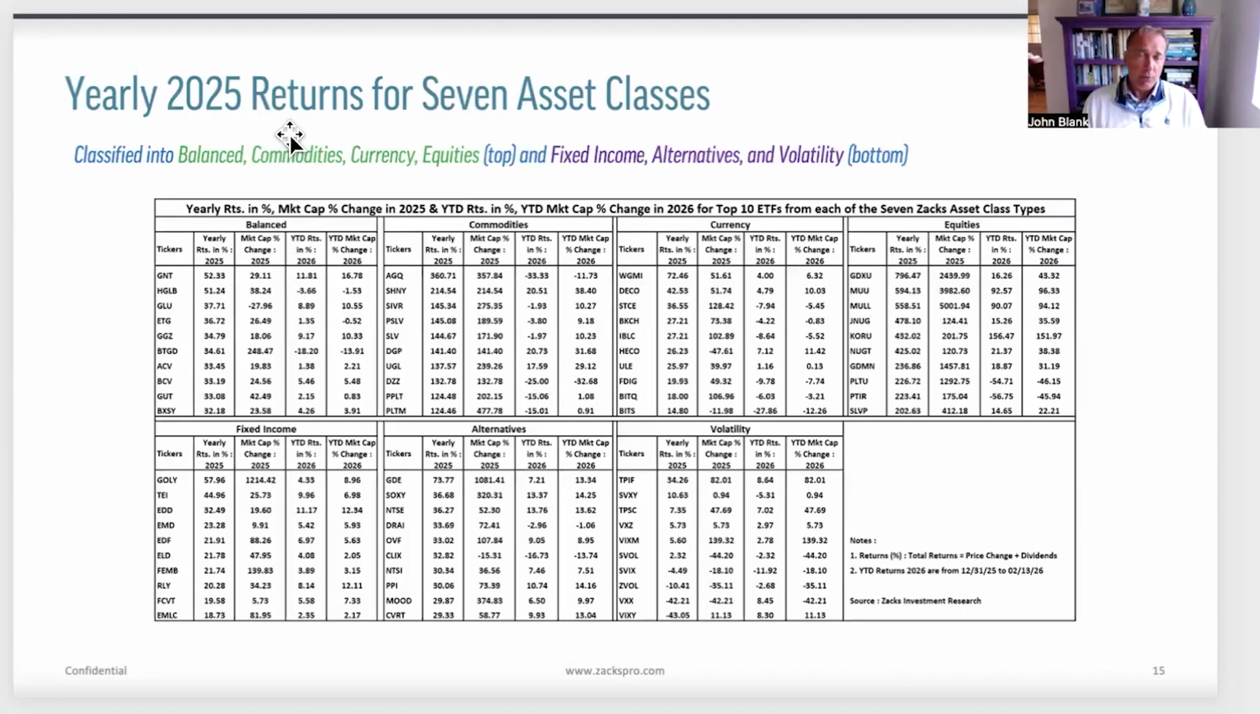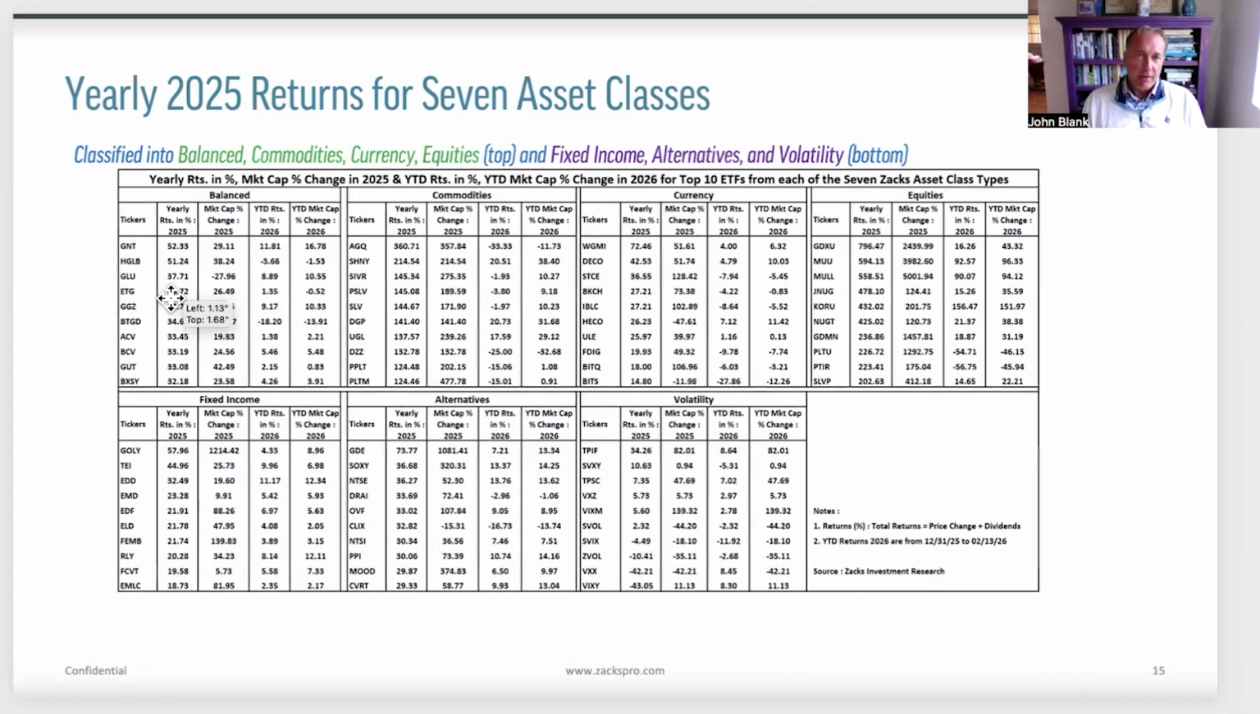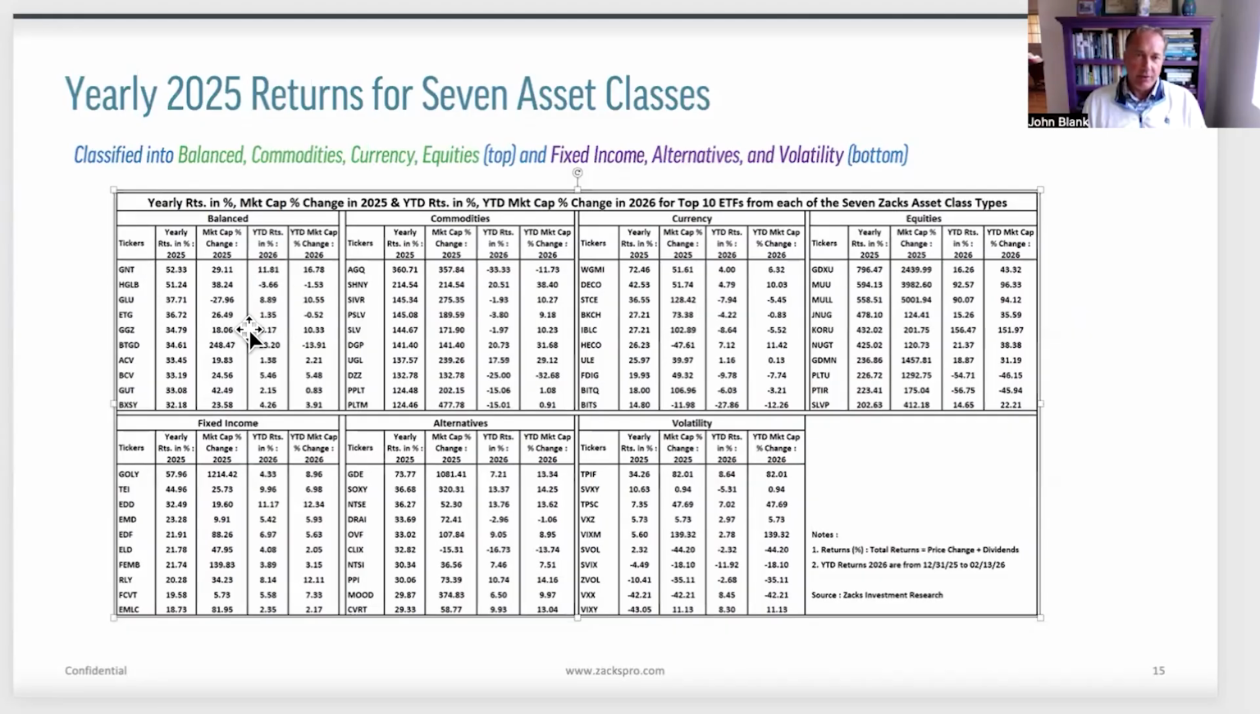So once again, we've got our 7 ETF classes: balance, commodities, currency, equities, fixed income, alternatives, and volatility. Noisy chart. Keep in mind, I'm looking at these annual returns, how they play out, and I want these top tickers in those spaces. So what do I learn?